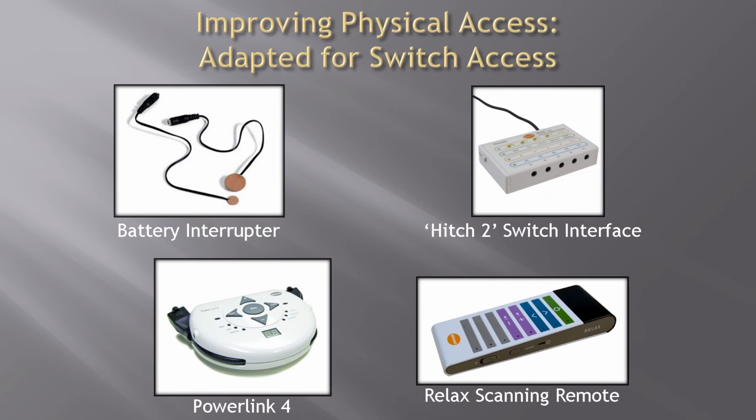The Relax scanning remote in the bottom right corner is a basic universal remote control that you can set up to use with your television. An LED light will move through the control choices at a set time interval, like every 3 seconds or so. And then, when the feature you want to use lights up, you activate your switch to send that control signal to the television.